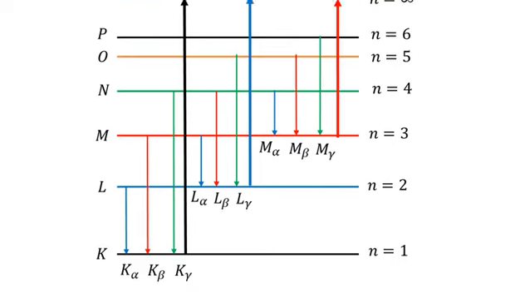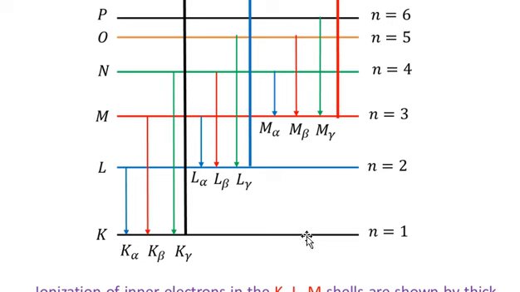So you can see that the K level corresponding to n equal to 1 is shown. The L level, which is an unsplit level, is shown for n equal to 2. The unsplit M level is shown by a single line, n equal to 3. Similarly, the N shell is indicated by n equal to 4, the O shell is indicated by n equal to 5, and so on.